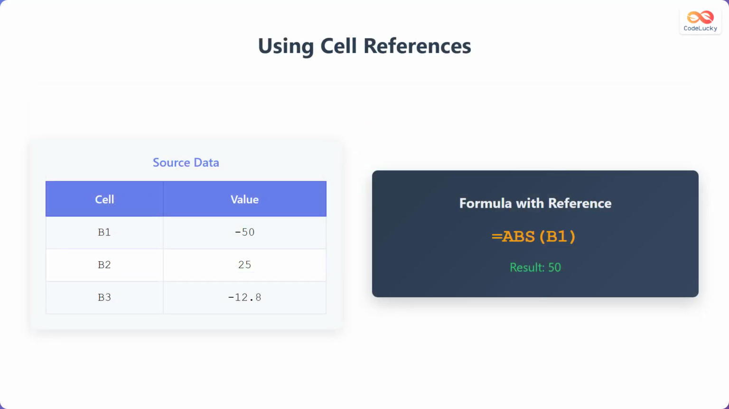You can also use cell references with the ABS function. Here's an example. If cell B1 contains the value -50, cell B2 contains the value 25, and cell B3 contains the value -12.8, then the formula =ABS(B1) would return 50.